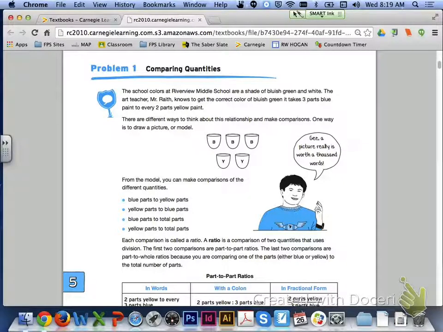Let's take a look at page 308, problem 1, comparing quantities. Up at the top it says the school colors at Riverview Middle School are a shade of bluish green and white. The art teacher, Mr. Wraith, knows to get the correct color of bluish green, it takes 3 parts blue paint to every 2 parts yellow paint. There are different ways to think about this relationship and make comparisons. One way is to draw a picture or a model.